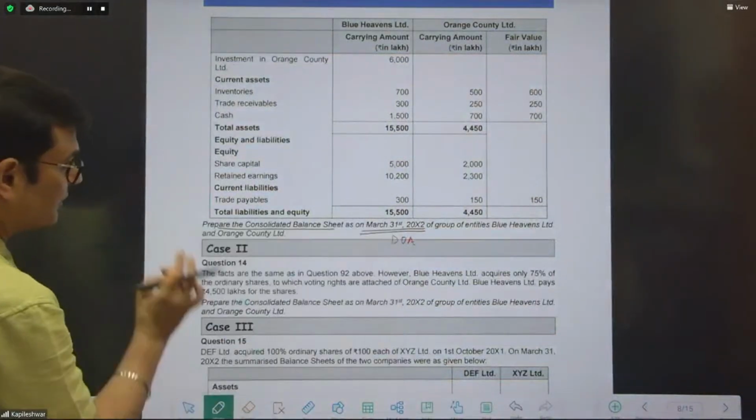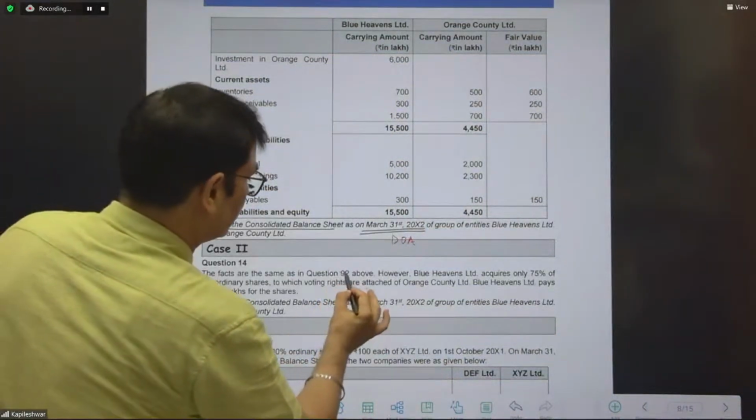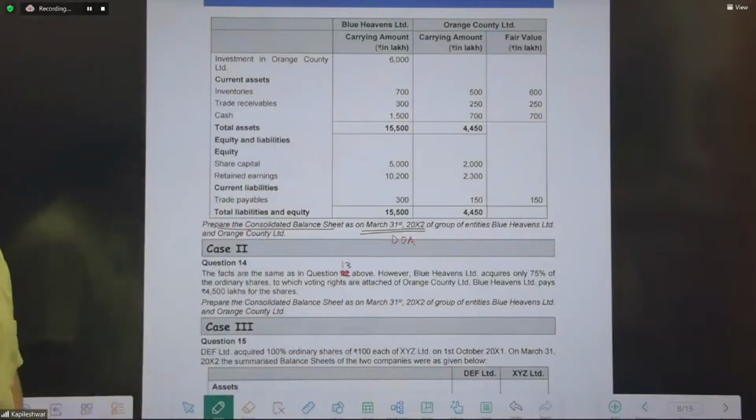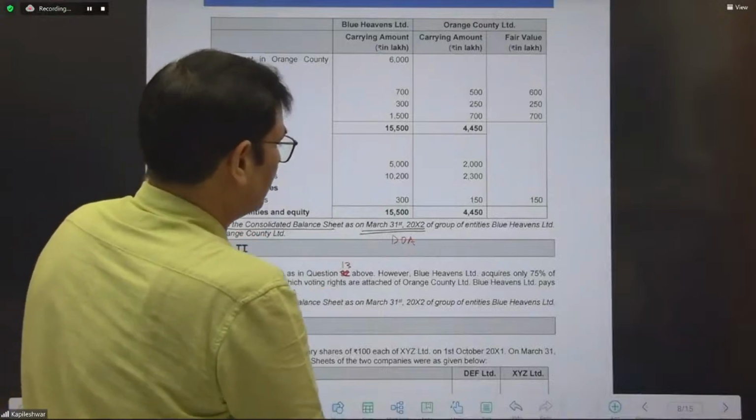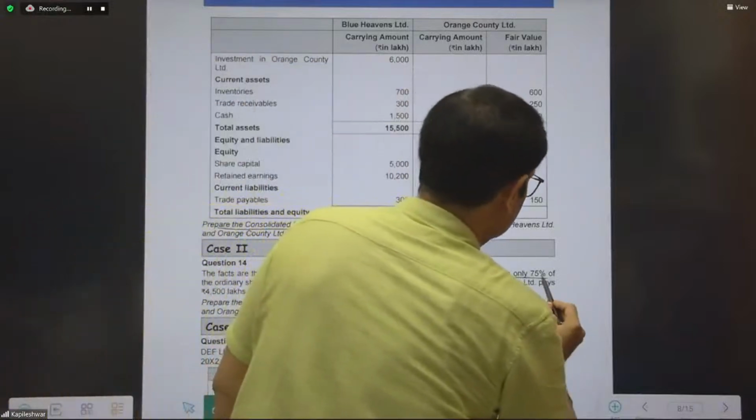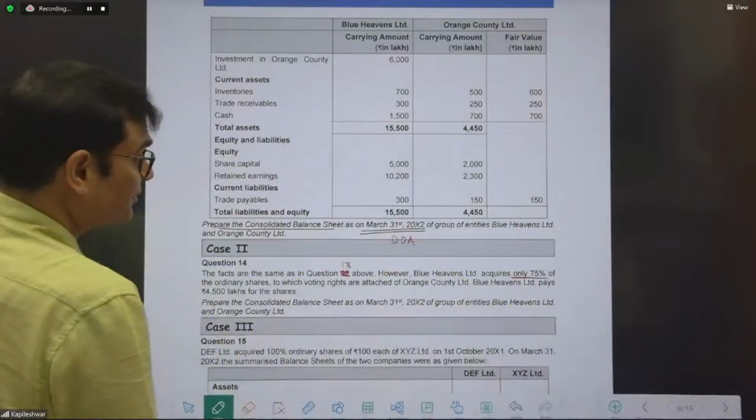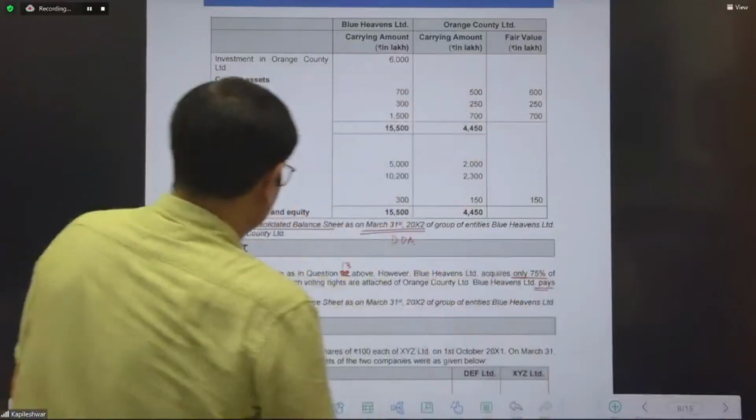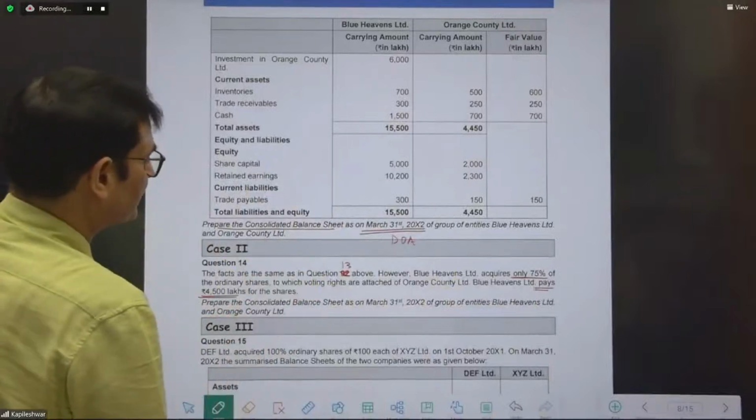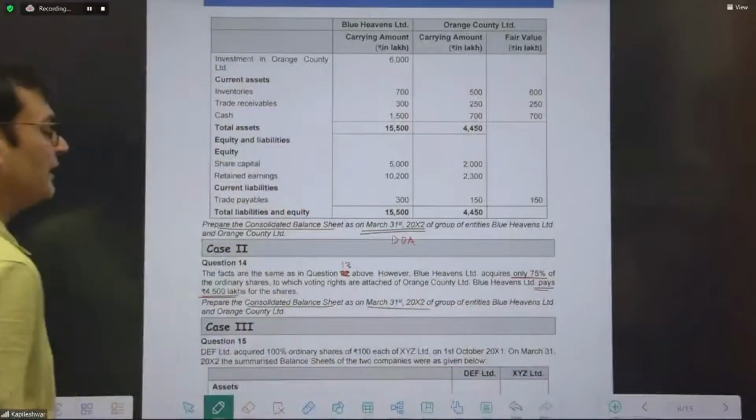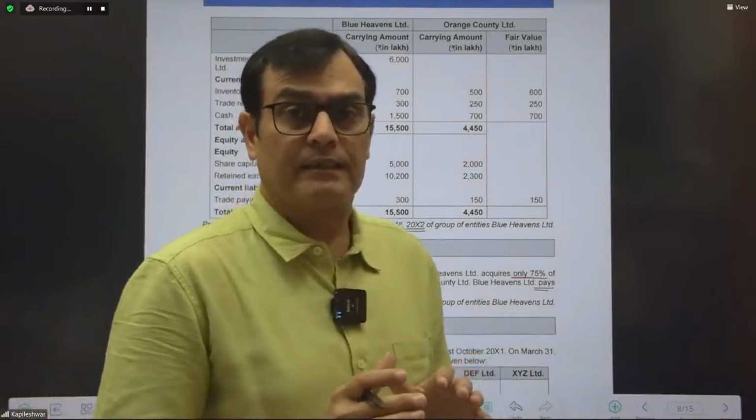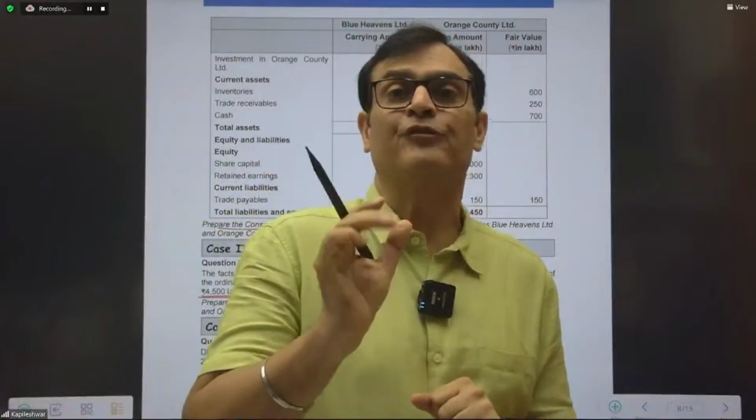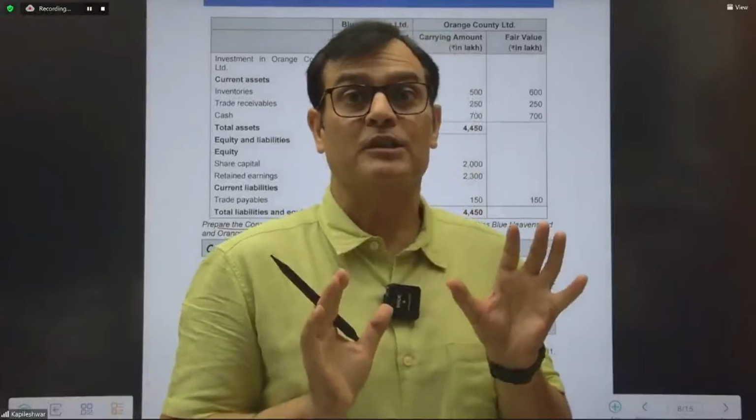So in terms of case number two, it's an extended question. It's not 92, it should be question 30. Let me read the question to you. Question number 14 says the facts are the same as in the above question. However, Blue Heavens acquires only 75% of the ordinary shares, and the consideration he pays is 4,500 lakhs, and you are required to make a consolidated balance sheet on March X2. The only difference in this case is that there is a 25% NCI, and he has changed the investment figure.